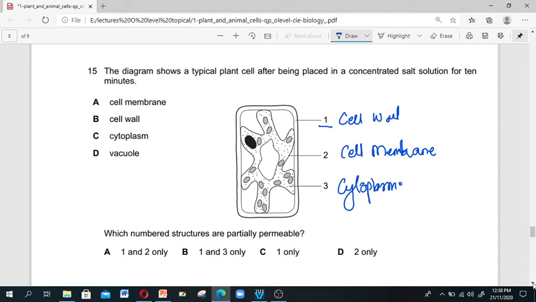Only A, B, C. Which number? Okay, only structure 2. So 2 only. Option D is the right option, because the cell membrane is the partially permeable structure, while the cell wall is fully permeable in nature, and cytoplasm is the liquid which is present inside the cell.